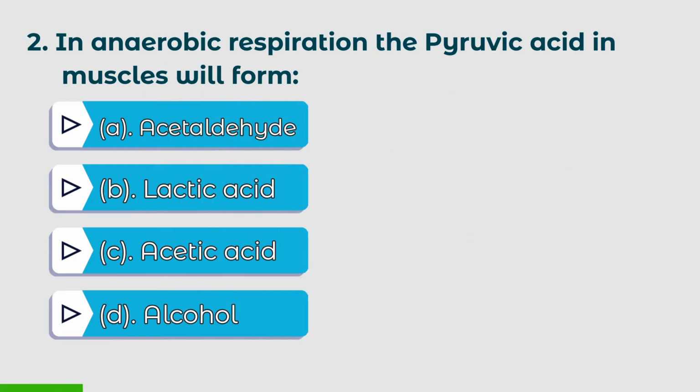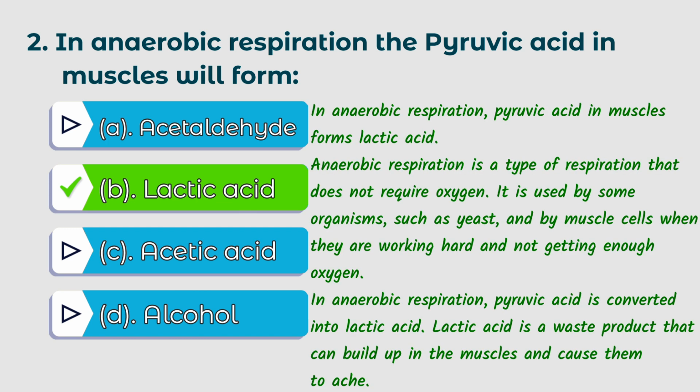Second question, in anaerobic respiration, the pyruvic acid in muscle will form A. Acetaldehyde, B. Lactic acid, C. Lactic acid, D. Alcohol. The right answer is B. Lactic acid. In anaerobic respiration, pyruvic acid in muscles forms lactic acid.